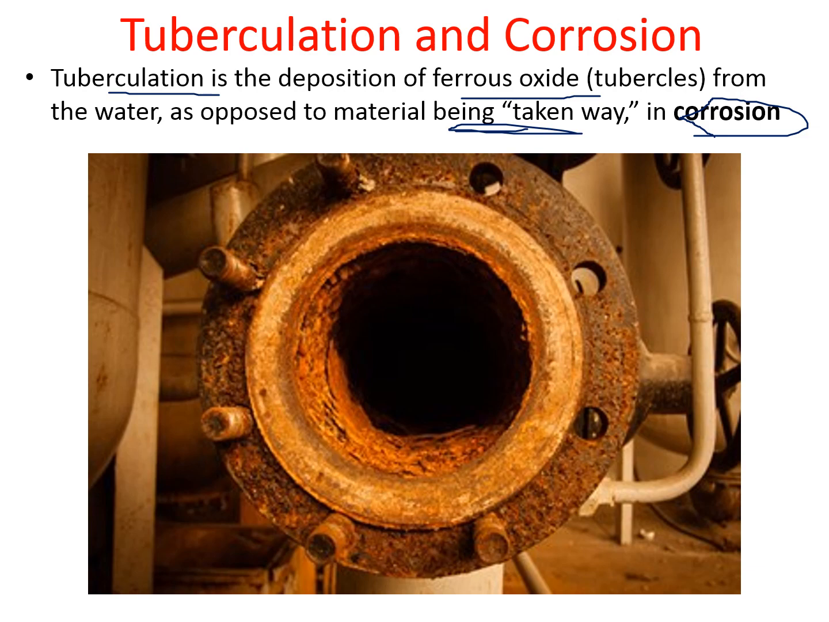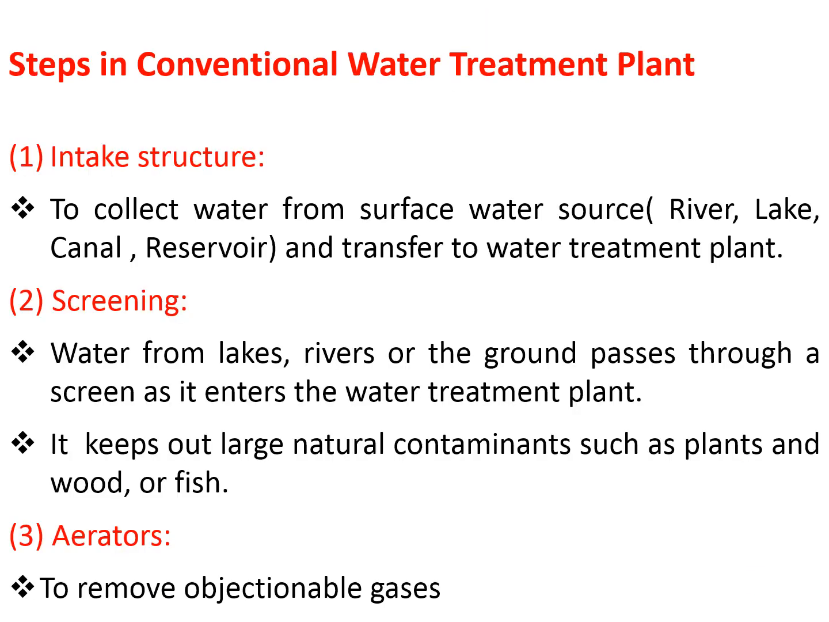And it should not form this tubercle, or it should not corrode. Now if you want to draw a flow diagram of any conventional water treatment plant, then you have to understand the first steps. So the first step in any conventional water treatment plant is the intake structure.